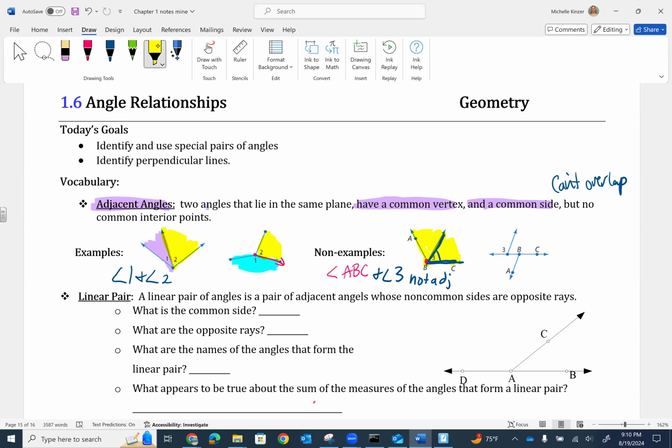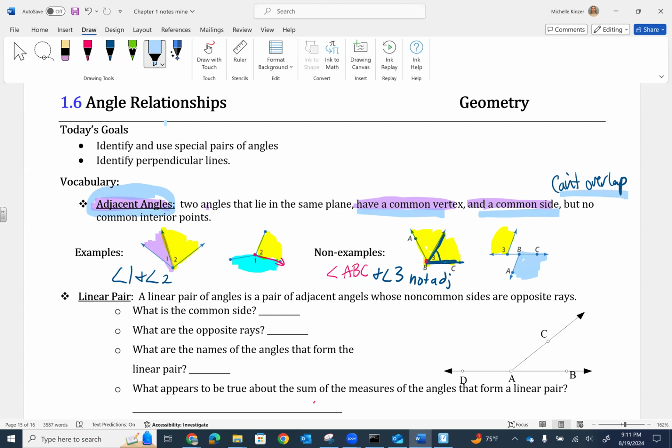Now, another non-example would be angle 3 and say also angle ABC. Well, they don't have a common vertex. They don't have a common edge, side, and they don't overlap, but still you have to have all three things to be adjacent. And so that's true. So one relationship would be two angles could be adjacent to each other if they have these three things: common vertex, common side, and they don't overlap.